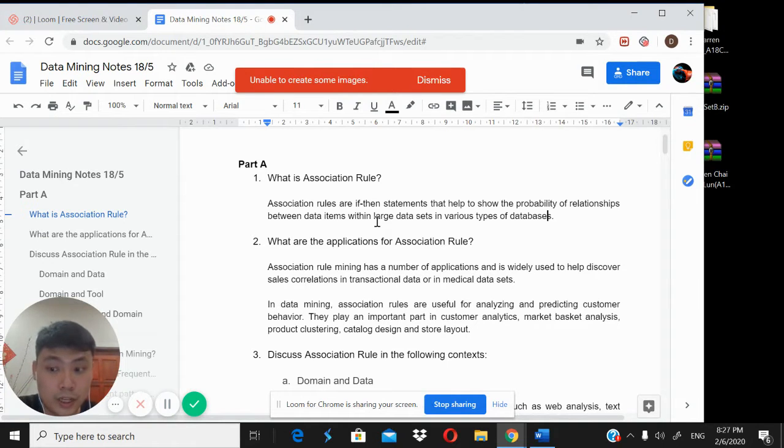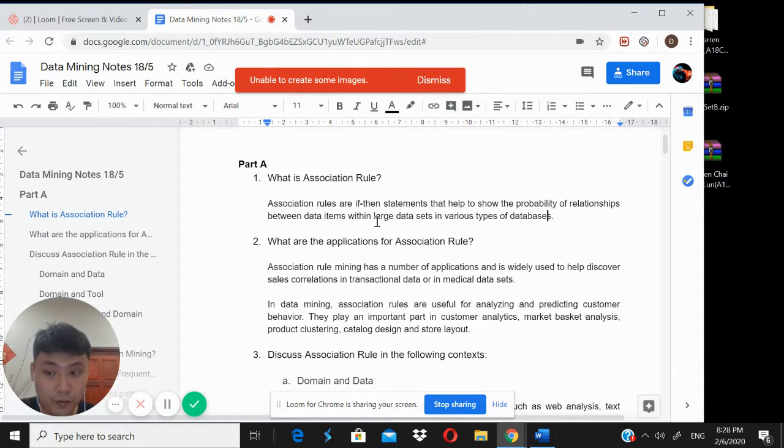So in this context, from the word association, we can actually know that it is connected with the meaning of relation. So association rule is showing the probabilities of relationship. How likely will two different data items in a large data set occur at the same time?